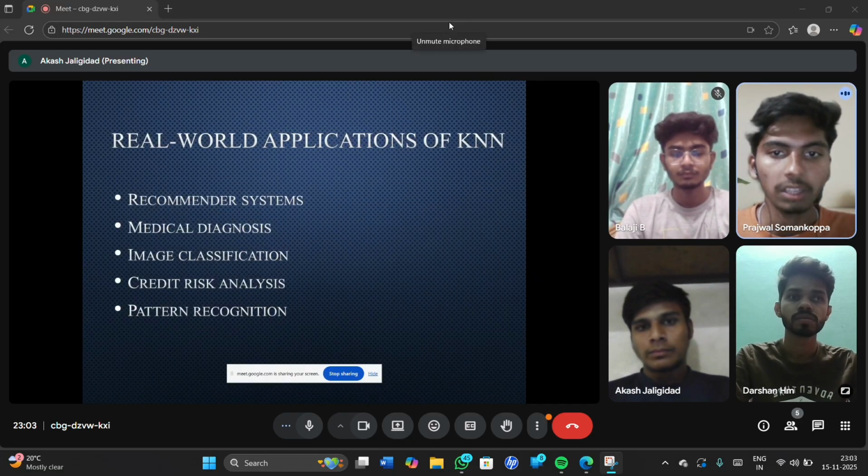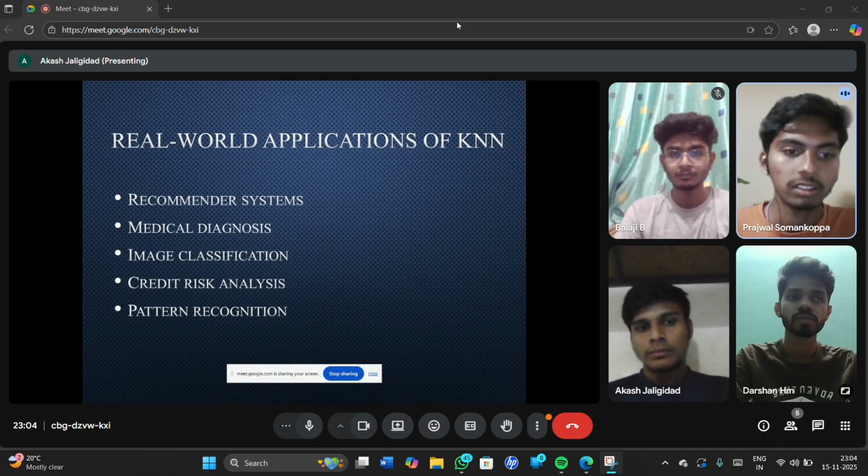And now, real-world applications of KNN: recommendation systems, medical diagnosis, image classification, credit risk analysis, and pattern recognition. The next part will be continued by Darshan.